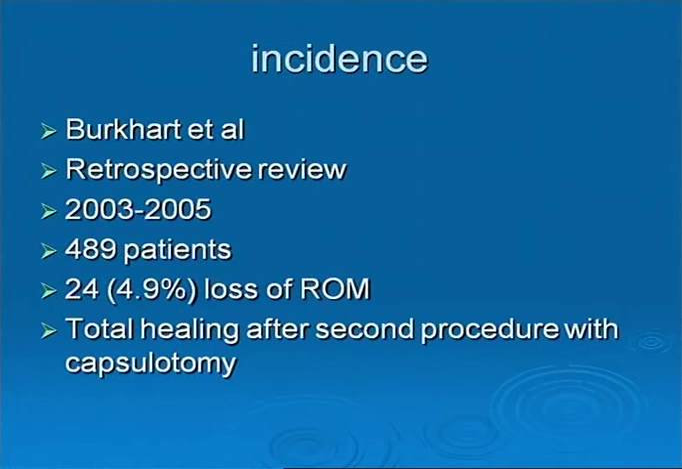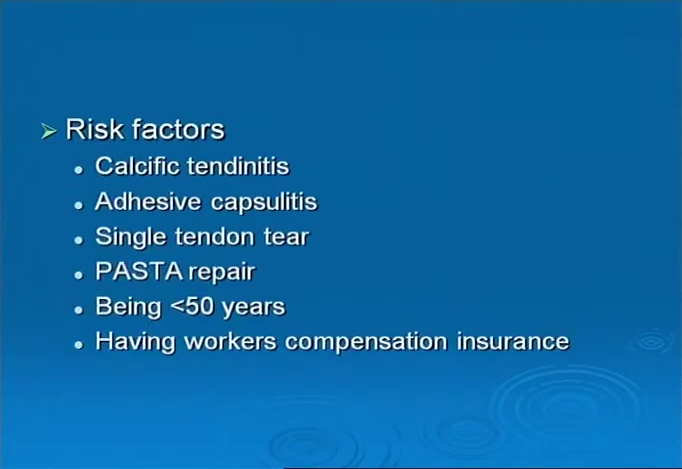Burkhart, in a review of 489 patients, had 24 patients, about 5%, with less range of motion, and total healing after a second procedure with capsulotomy later. They indicated some risk factors, which were calcific tendinitis, adhesive capsulitis, single tendon tear, PASTA repair, and age under 50, also having workers' compensation insurance.